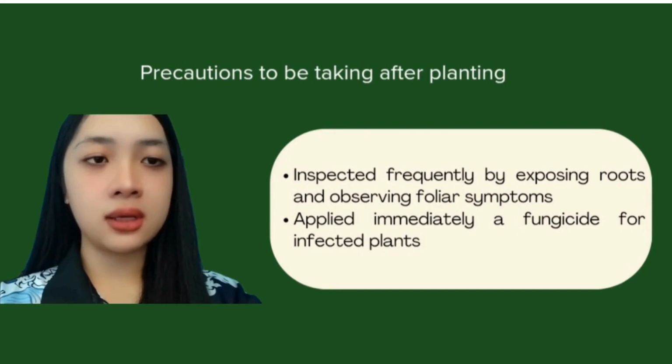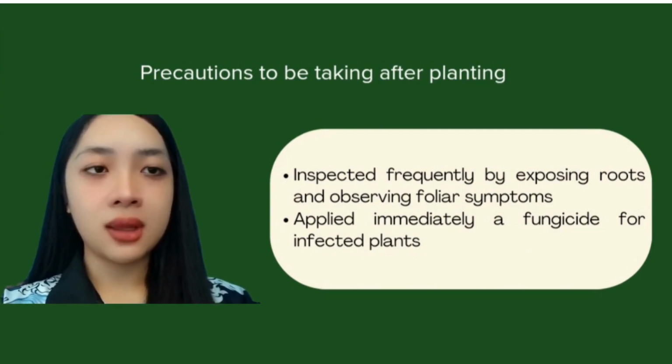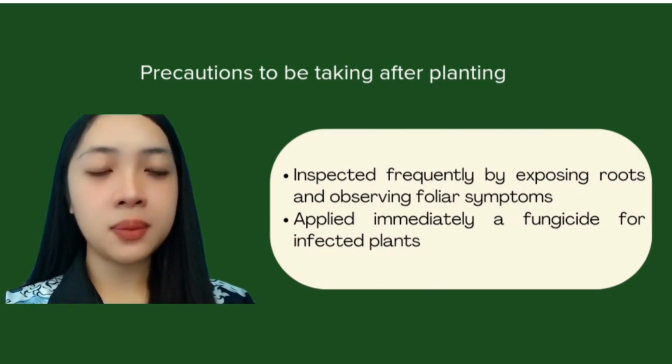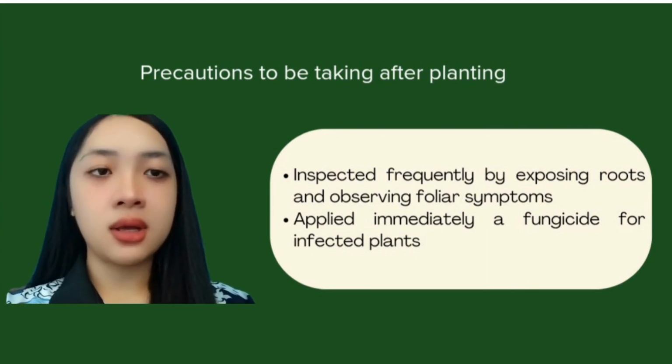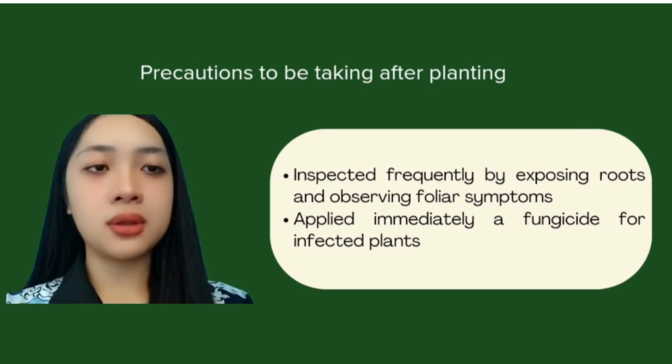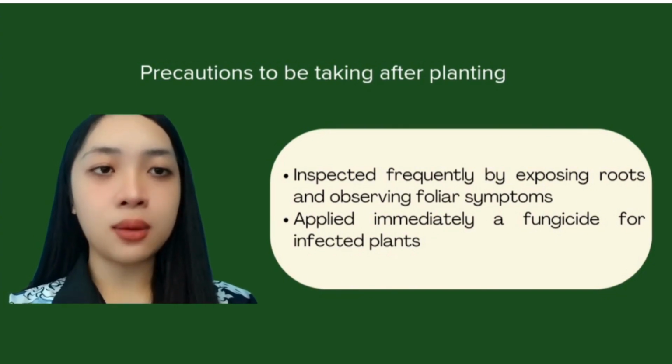Lastly, precaution to be taken after replanting. Rubber plants established within previously infected areas should be inspected frequently by exposing roots and observing foliar symptoms. Apply a fungicide immediately to infected plants. Infected plants that have more than 50% of dead crown should be uprooted and the infected debris removed, including the source of infection. For no reason should the infected logs or root debris be left in the field, since the cover crop and the adjoining healthy trees can also be infected in contact with such debris.